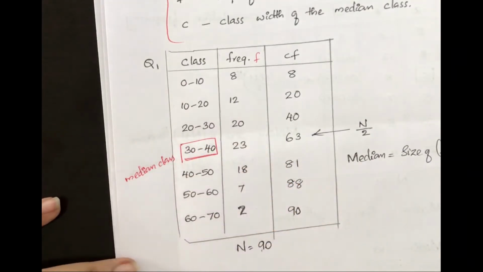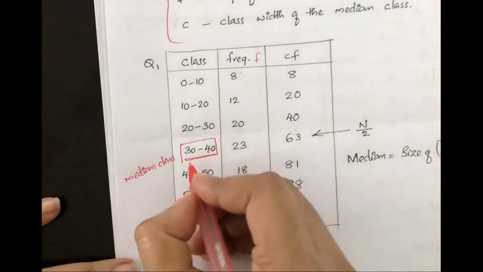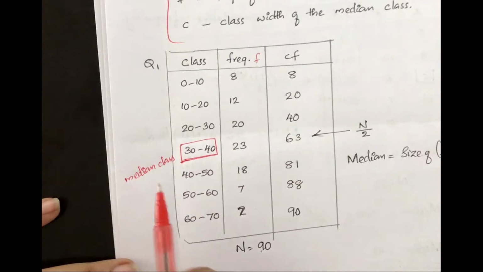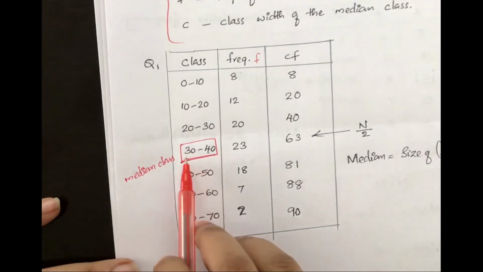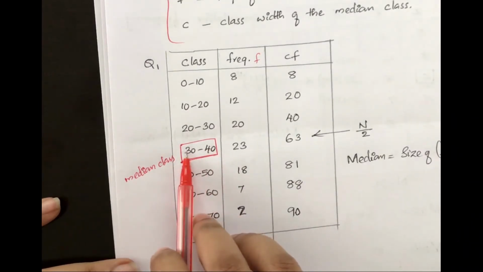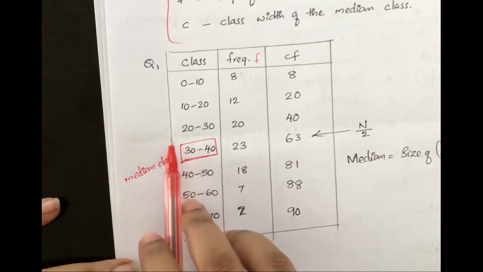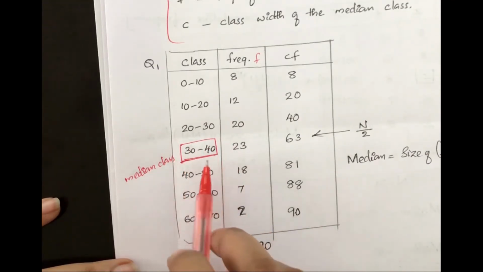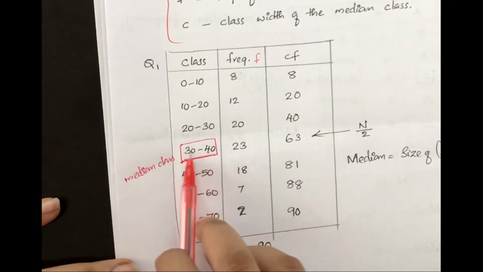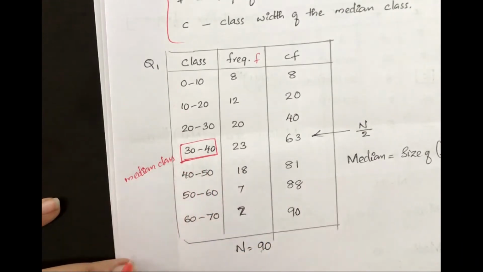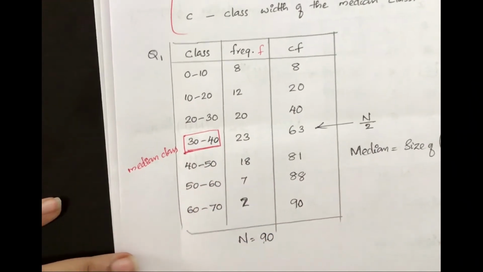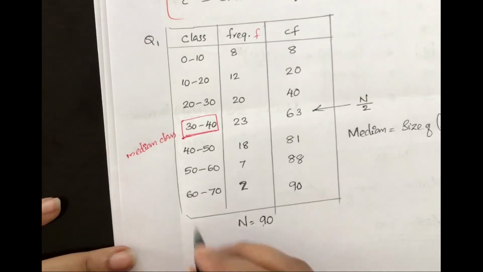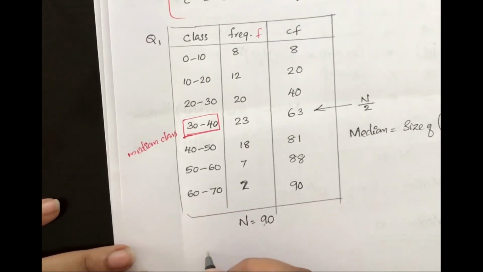While finding n by 2, we will get a class only, not the exact value of x. So we need to find out the value of the median from this class. The median should always be a value in between 30 and 40. If we get a value outside this class, it is not correct. So we can find out the median using the interpolation formula.